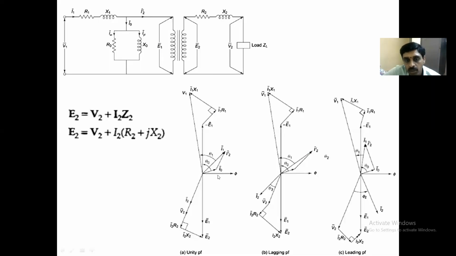Listen carefully. We know that this I1 is the sum of two currents, I0 and I2 dash. Therefore, I have written I0 plus I2 dash equal to I1. We know what this I0 is. I0 is nothing but IW and I mu. This I0 plus I2 dash is equal to I1. And we know this flux phi, and we know this E1, E2 are 90 degrees to phi. And this is V1.